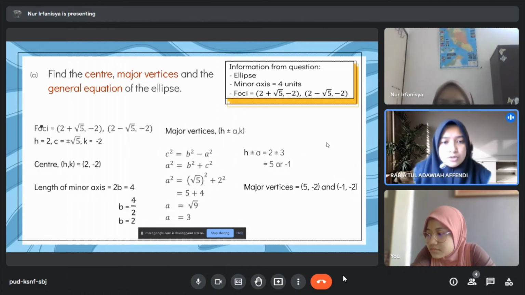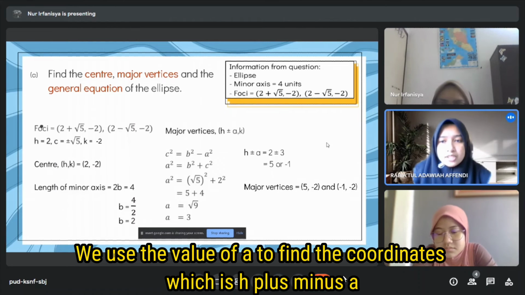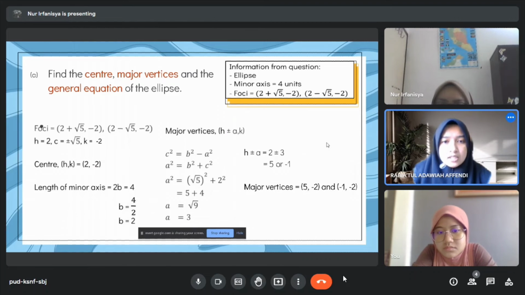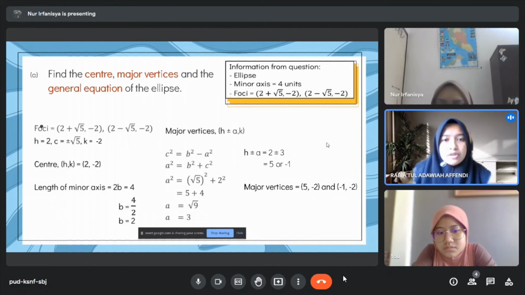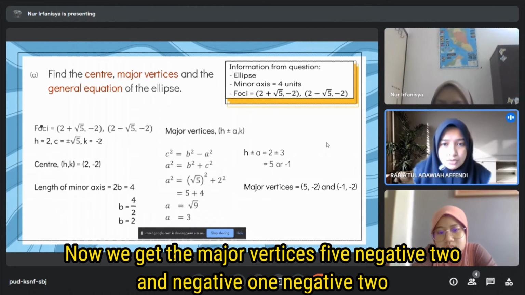After that, we use the value of a to find the coordinate, which is h plus minus a, and then we get the answer, which is 5 or negative 1. And the k value we already know before, which is negative 2. And now we can get the major vertices, which are 5, negative 2 and negative 1, negative 2.